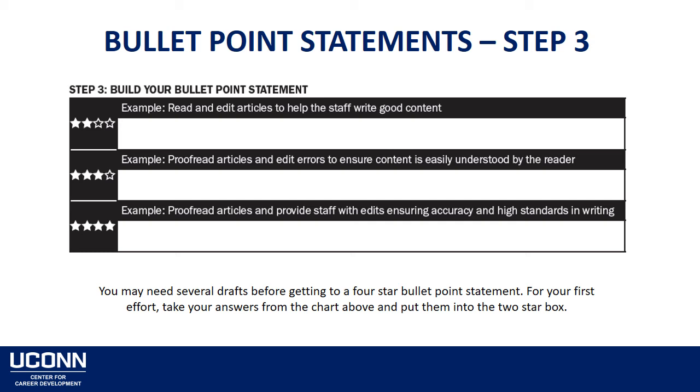His 4-star bullet is proofread articles and provide staff with edits ensuring accuracy and high standards in writing. This bullet is the strongest. It includes the most detail for what, how, and why while still being concise. When you do this activity on your own, you will want to combine your what, how, and why from step 2 and write a complete bullet point statement. Remember to start with a strong action verb.